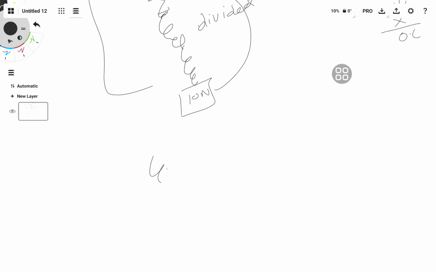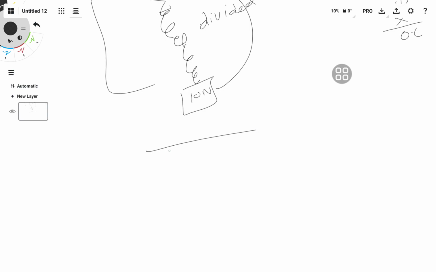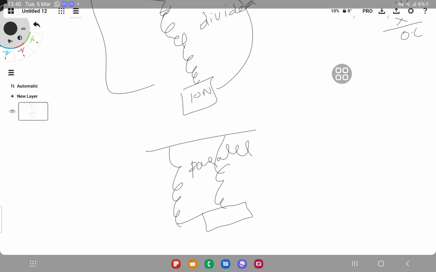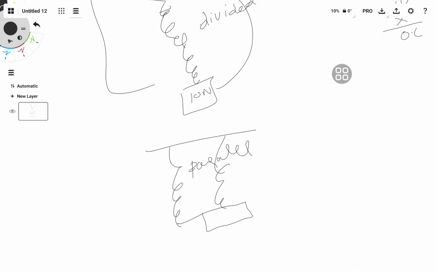And if we have them in parallel, basically it will be equal. The stress applied over them would be equal. Let's say we have this body like this, and this is parallel because they are parallel to each other. These are parallel to each other.